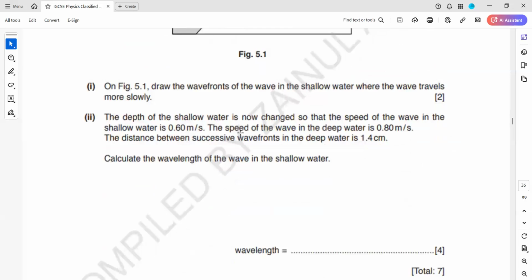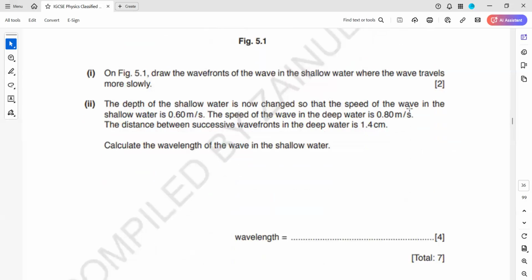The depth of the shallow water is now changed so that the speed of the wave in shallow water is 0.6. The speed of the wave in deep water is 0.8. The distance between successive wavefronts in deep water is 1.4. Calculate the wavelength in shallow water.